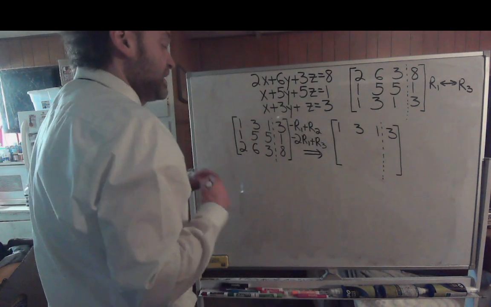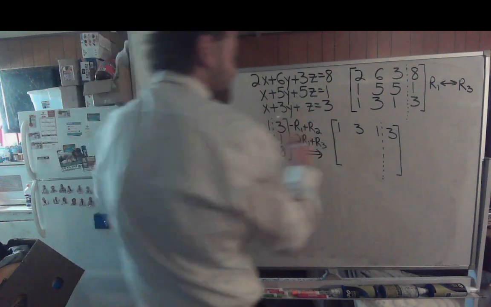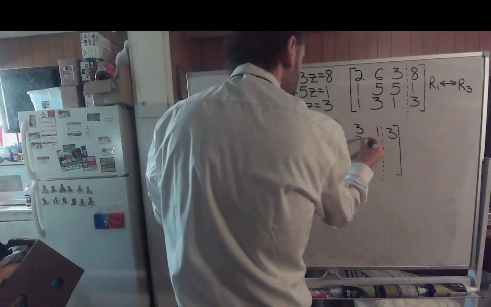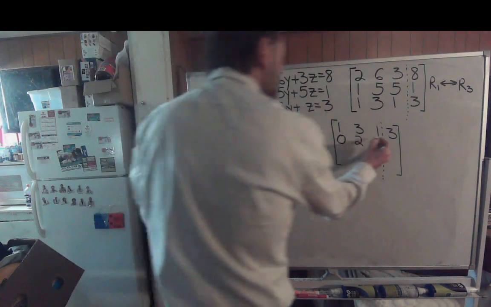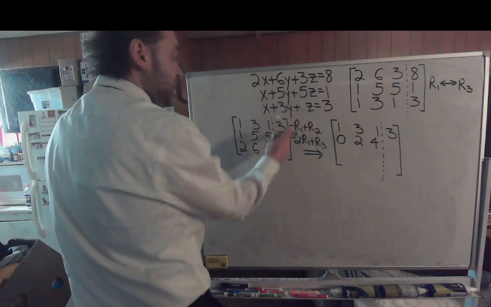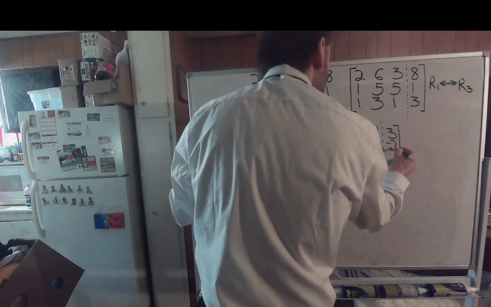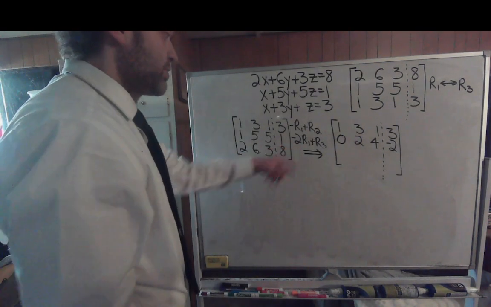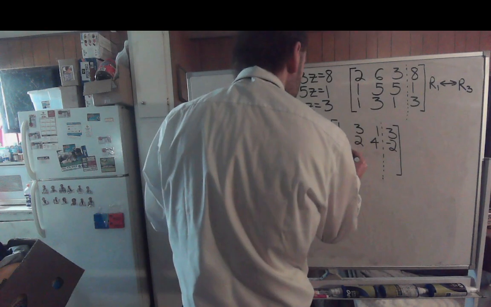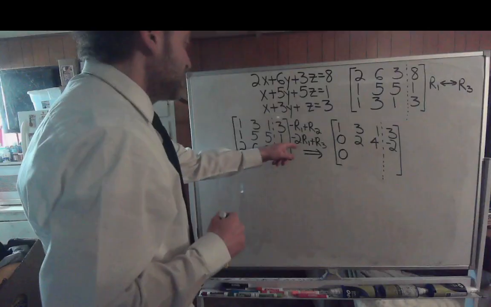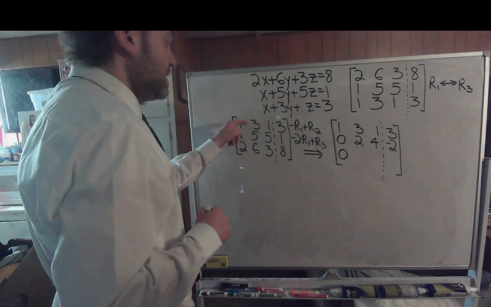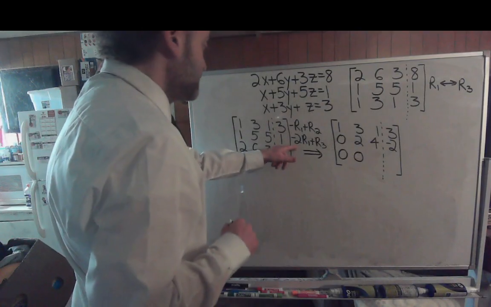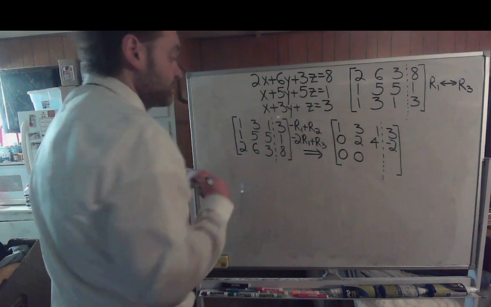All right, so let's see. Negative 1 plus 1 is 0. Negative 3 plus 5 is going to be 2. Negative 1 plus 5 is 4. And then negative 3 plus 1 is negative 2. All right, so there's your new row 2. Now let's deal with row 3. So negative 2 plus 2, well, that's also 0. So negative 2 times 3 is going to be negative 6 plus 6 is 0. Negative 2 times 1 is negative 2 plus 3 is positive 1.